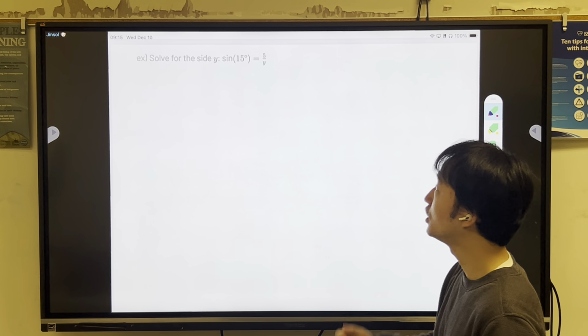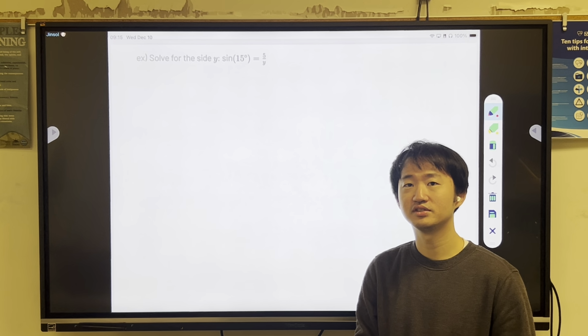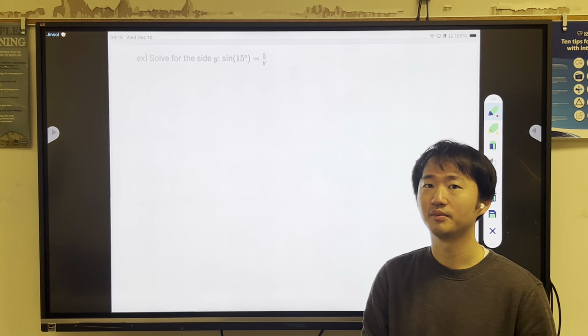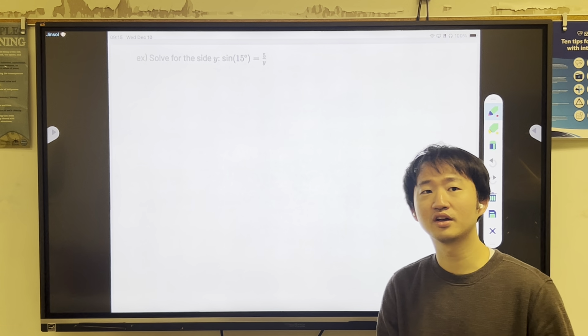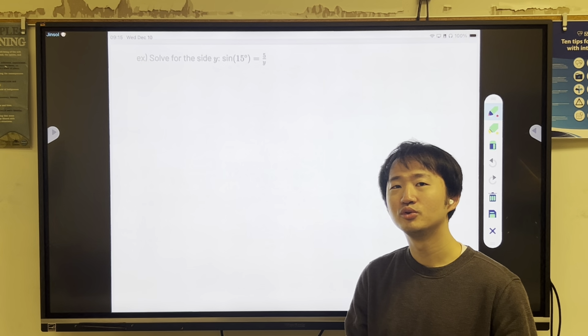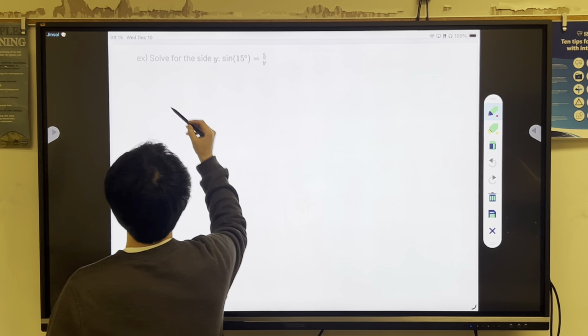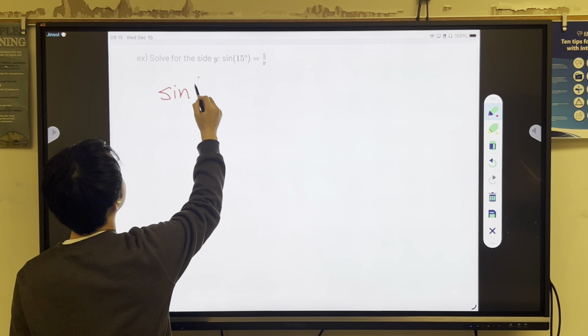Let's try the next question. Solve for the side y for the equation sine of 15 degrees is equal to 5 over y. So this looks like a complicated equation, but it's actually a very simple equation. We just need to somehow isolate y. So let me write down the question first.